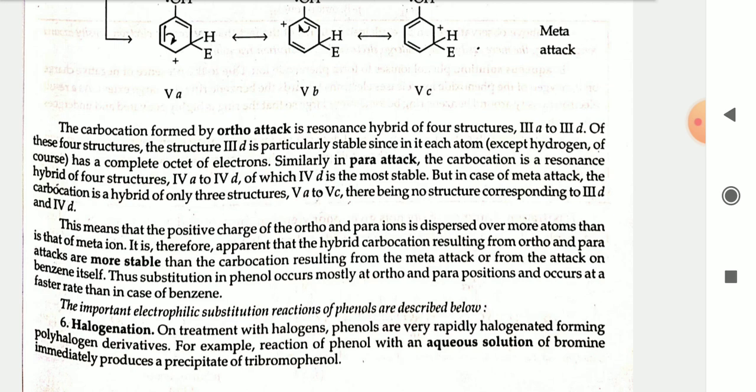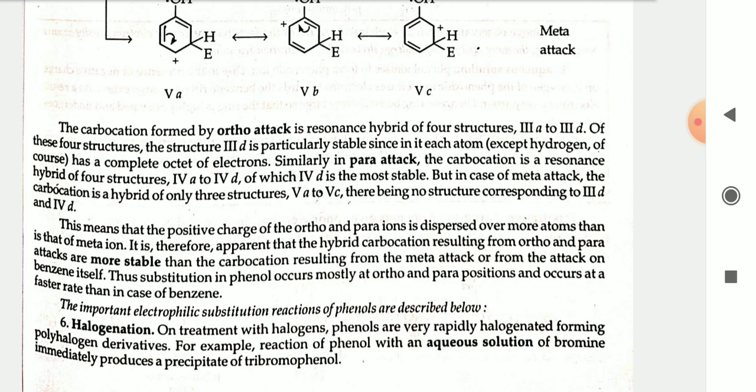This means that the positive charge of the ortho and para ions is dispersed over more atoms than is that of the meta ion. It is therefore apparent that the hybrid carbocations resulting from ortho and para attack are more stable than the carbocation resulting from the meta attack or from the attack on benzene itself. Thus, substitution in phenol occurs mostly at ortho and para positions and occurs at a faster rate than in the case of benzene. The important electrophilic substitution reactions of phenol are discussed below.